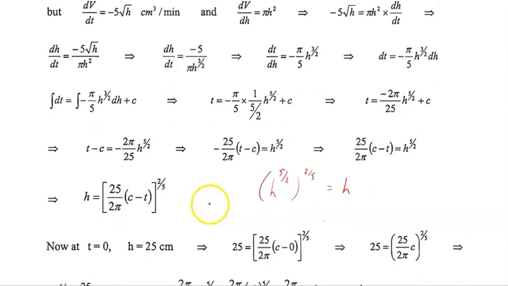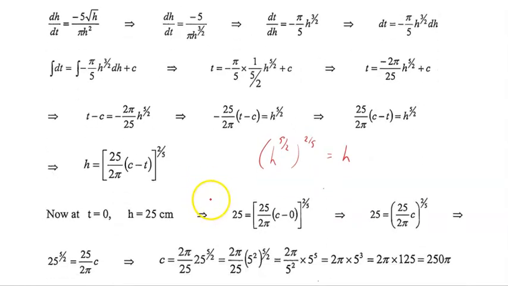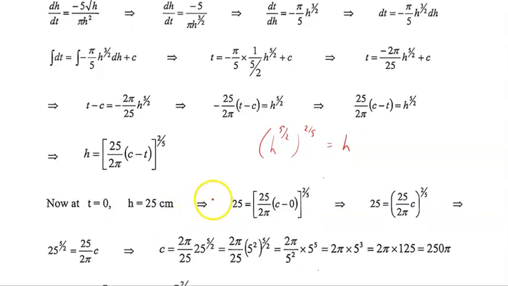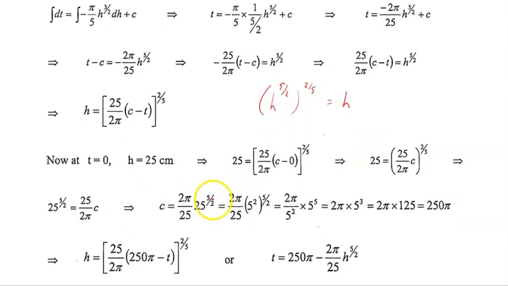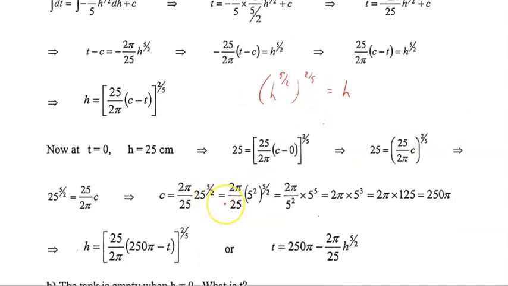We can do that now because we did know that at time t equals 0, the height was 25 centimeters. So we can now use that information to find the particular solution in this case. Let's just scroll down here. So here, where the h is, we're going to put in 25. Where t is, we're going to put in 0.